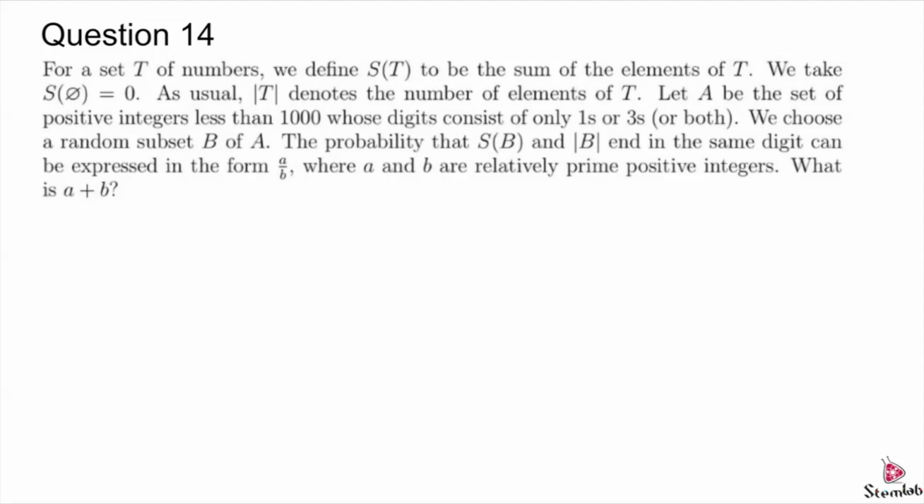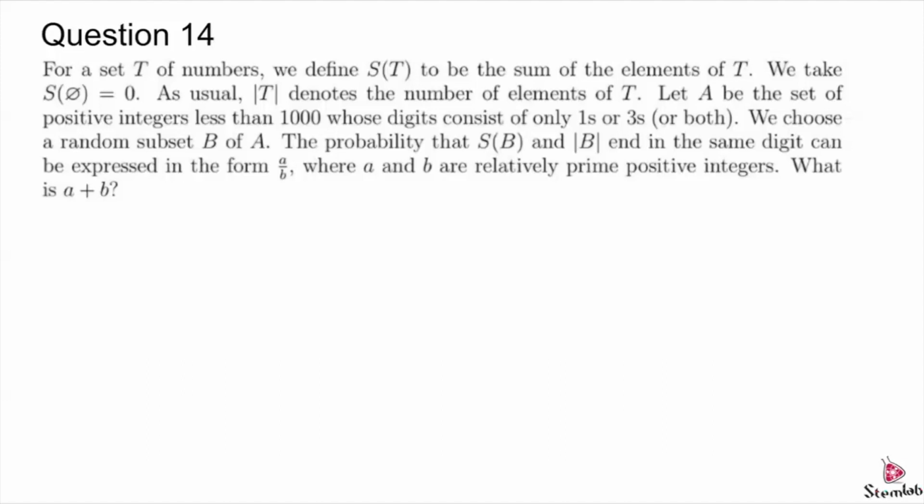Let A be the set of positive integers less than 1,000 whose digits consist of only ones and threes, or both. We choose a random subset B of A. The probability that the sum of B and the cardinality of B end in the same digit can be expressed in the form of A over B, where A and B are relatively prime positive integers. What is A plus B?